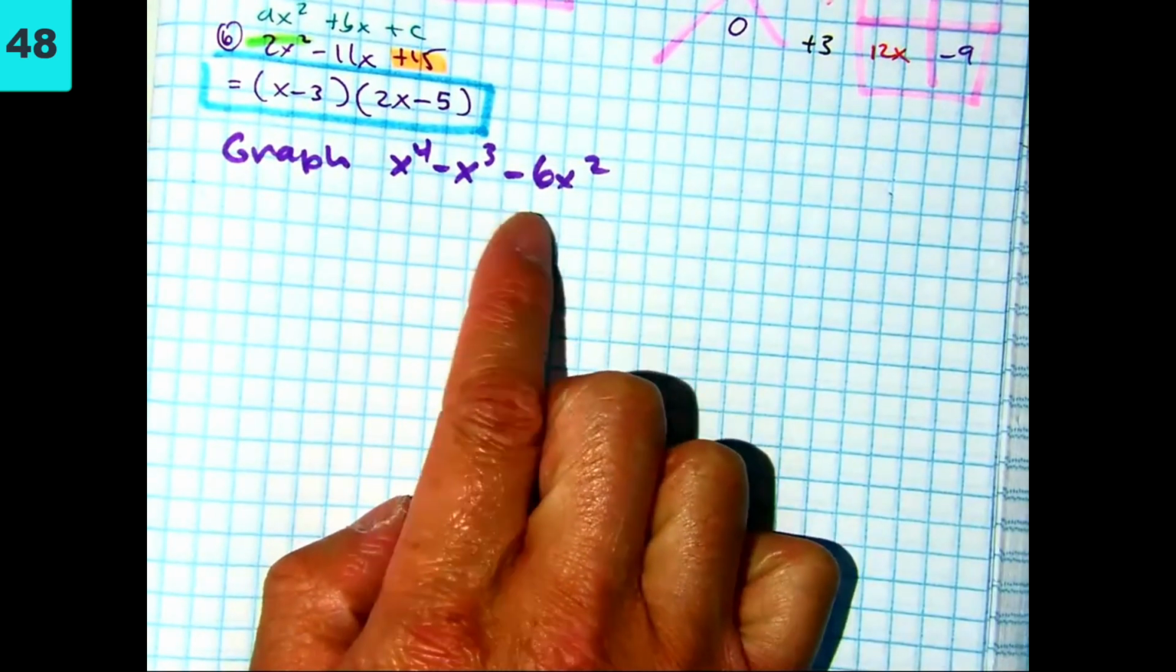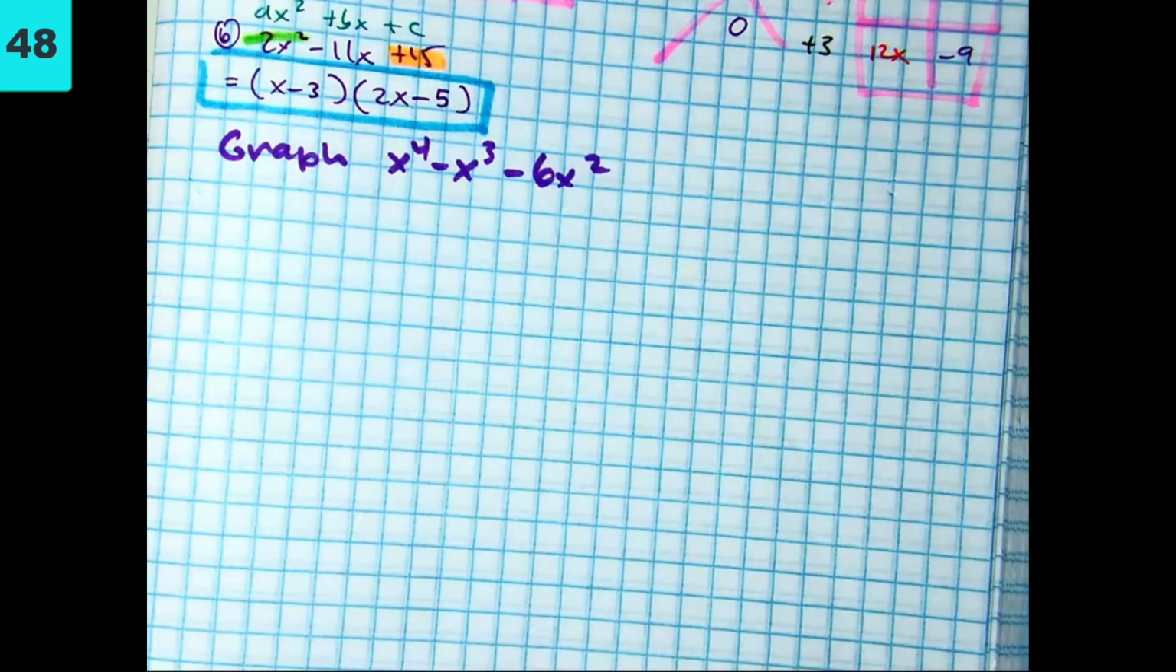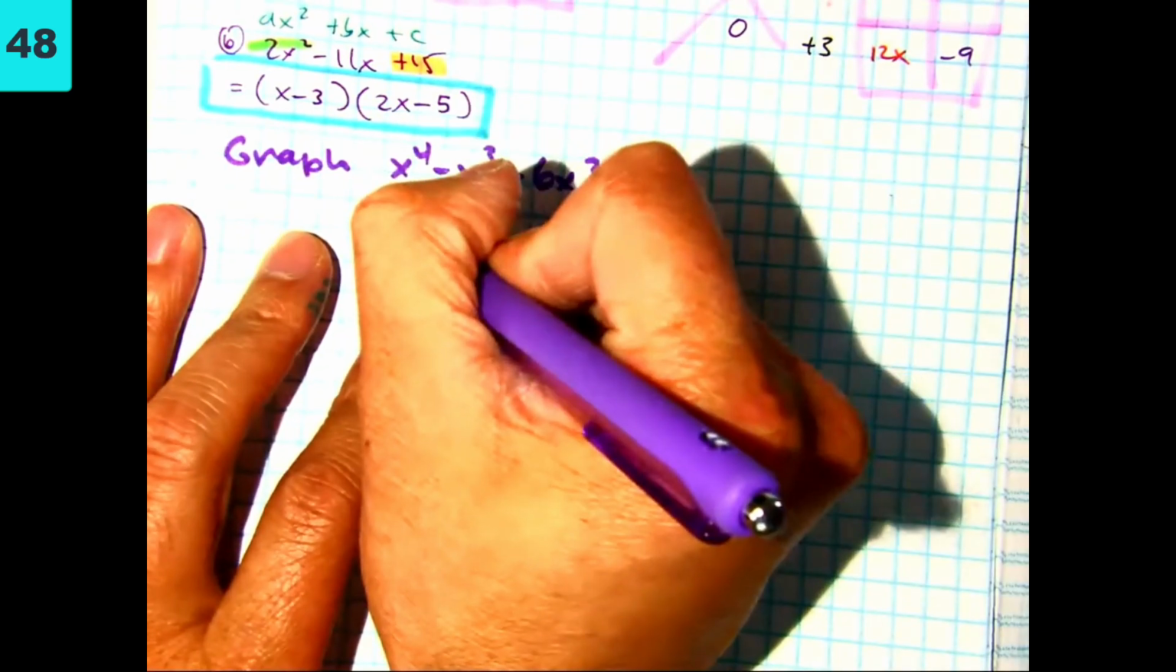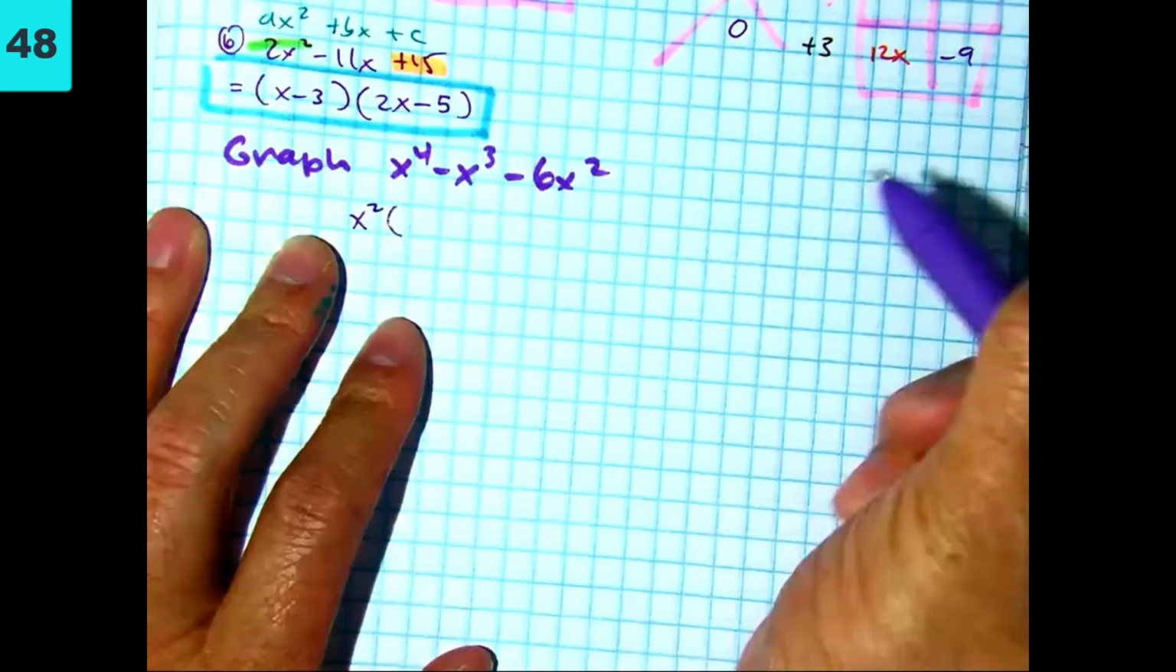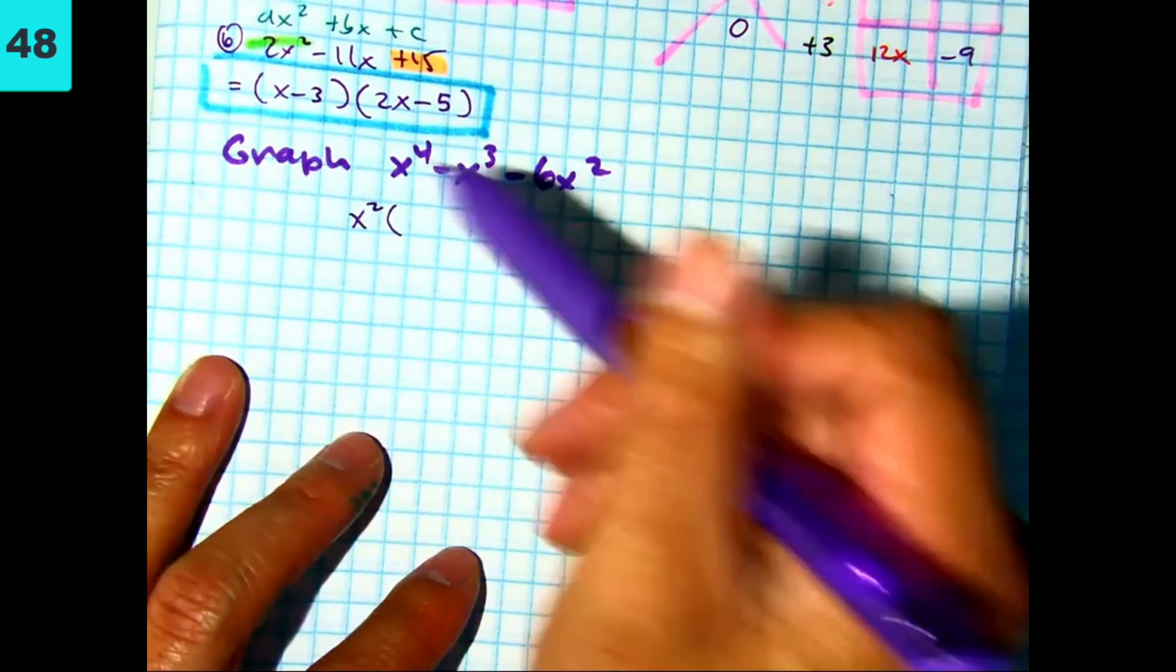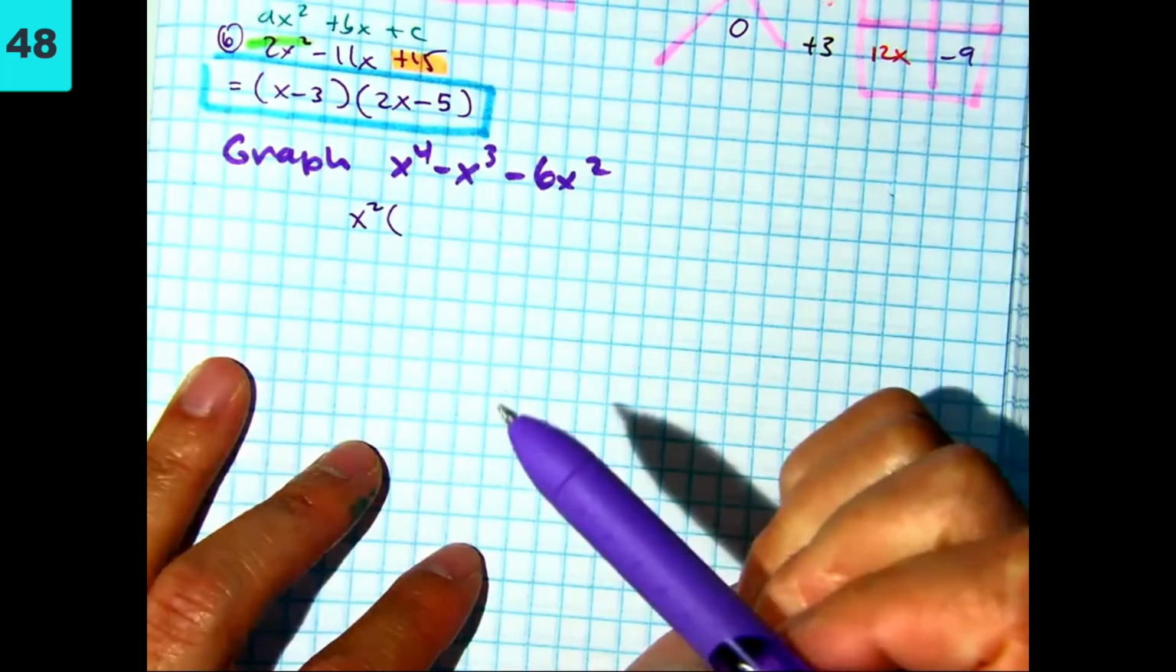x to the 4th minus x to the 3rd minus 6x squared. David, is this factored? How do you know it's not factored? There are no parentheses. Let's factor this. Abigail, what should we do first? Yes, what should we do? Do you know what the greatest common factor is? Abigail, what's left? x squared times something gives you x to the 4th.